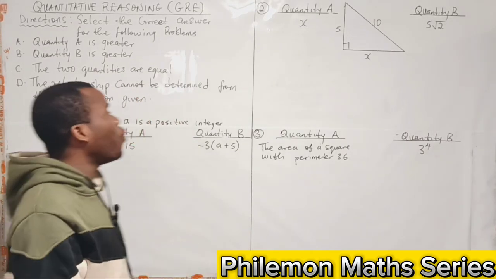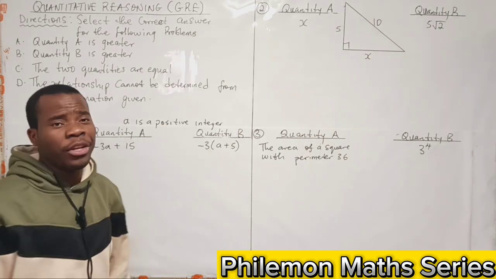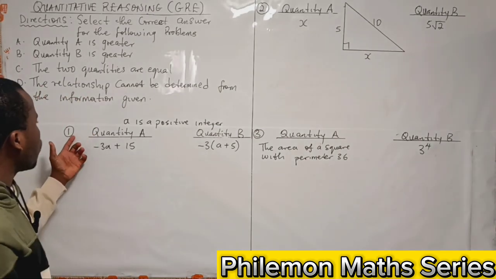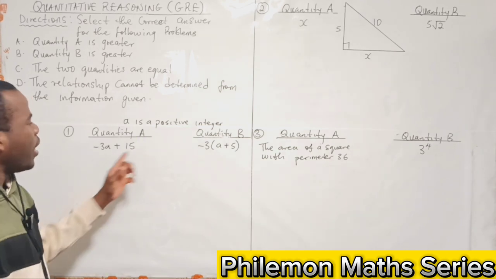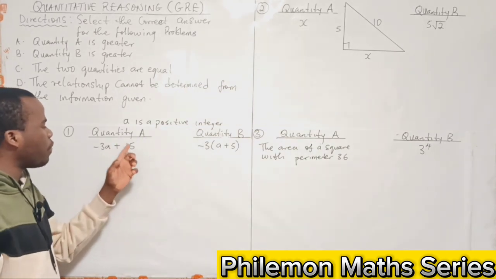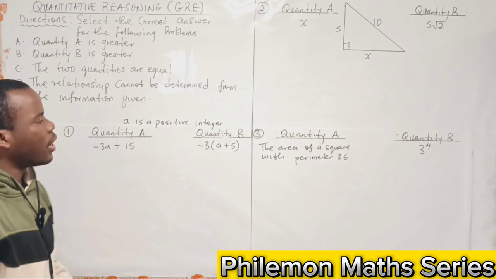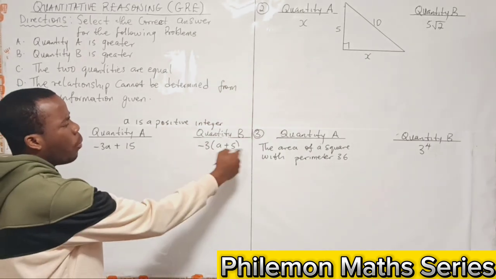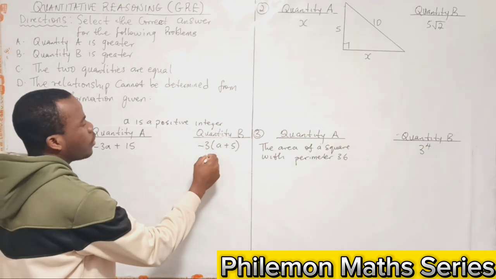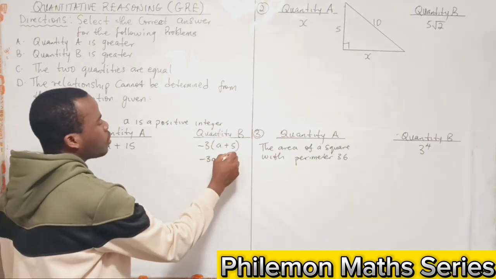In today's video, we are going to be solving some problems on GRE quant. So in question 1, we have that A is a positive integer and quantity A is given as minus 3A plus 15 and quantity B is given as minus 3 multiplying A plus 5. Let's try to open the bracket here. So we have minus 3A minus 15.